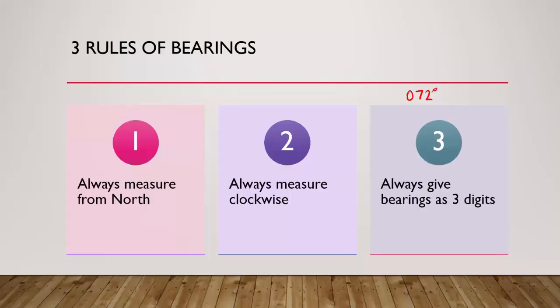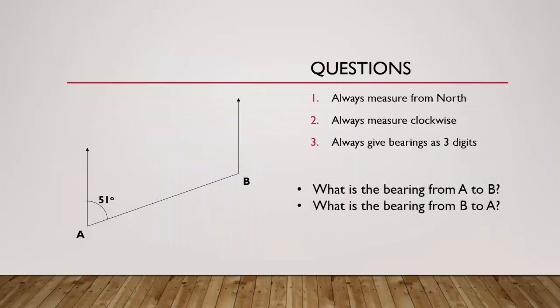Let's have a look at a typical question. Over here we've got a diagram, we've got point A here, we've got point B here, we've got an angle of 51 degrees here. And here's a reminder of the 3 rules. Always measure from north, always measure clockwise, and always give bearings as 3 digits. A typical question could be, what is the bearing from A to B?